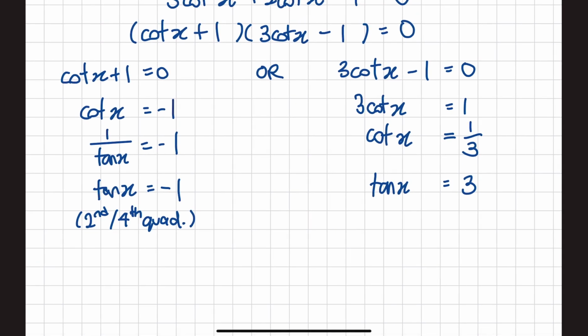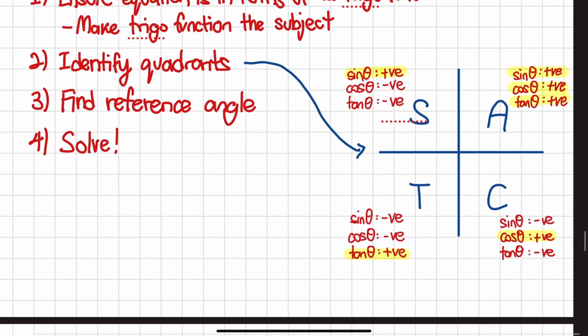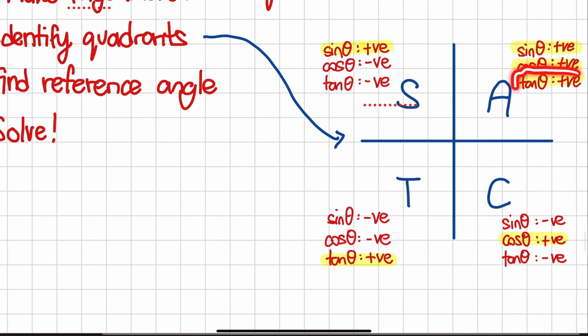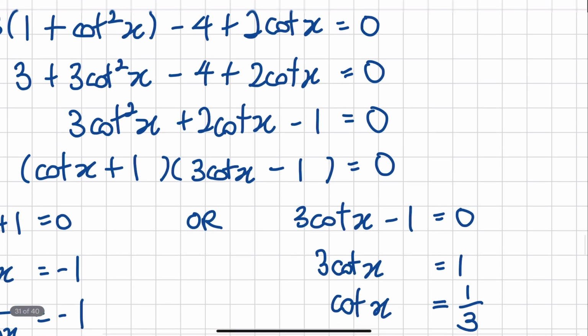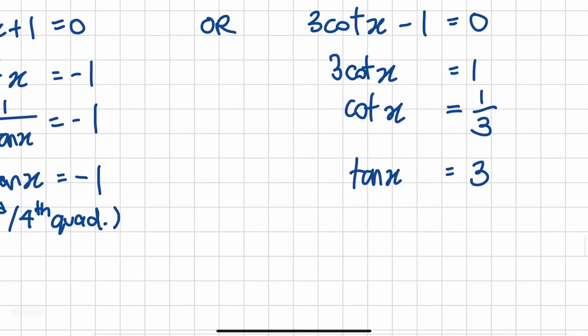Similarly, for tangent x equals 3, this is a positive value. So I look at the quadrants again. Tangent positive, it is in the first quadrant and third quadrant. So therefore, for this other equation here, this is your first and your third quadrant.